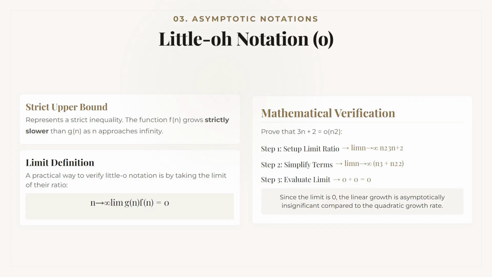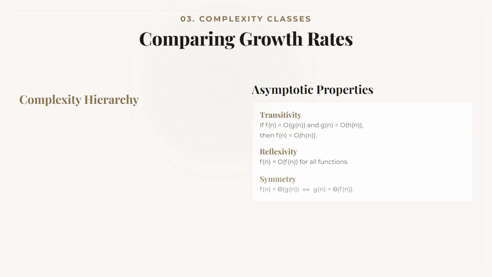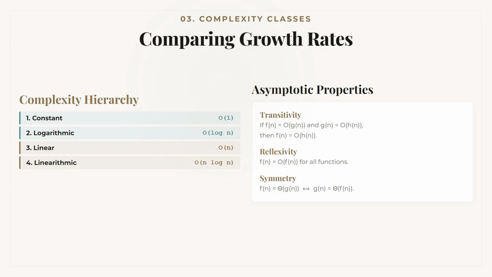Before concluding, let us compare the common complexity classes in order of increasing growth rate. The most efficient category is constant time complexity, represented by O of 1. Next comes logarithmic complexity, represented by O of log n. After that comes linear complexity, represented by O of n. Then comes linearithmic complexity, represented by O of n log n. This is followed by quadratic complexity, O of n squared.